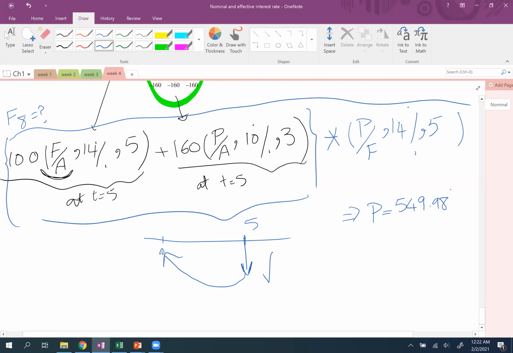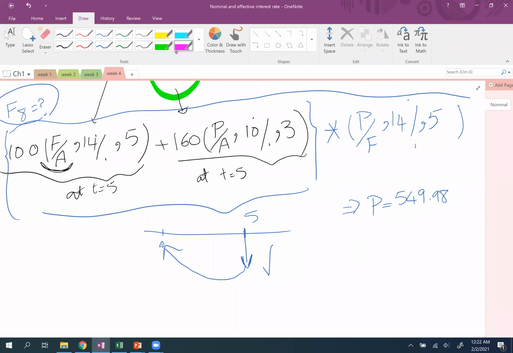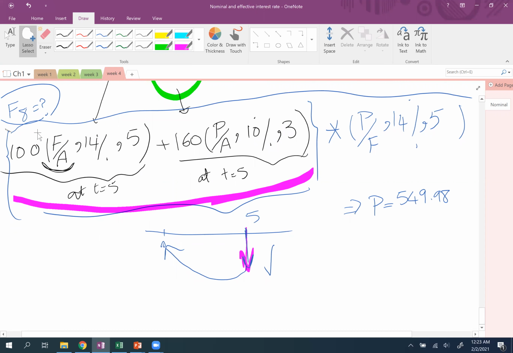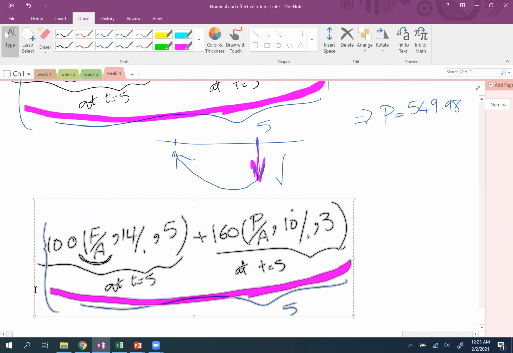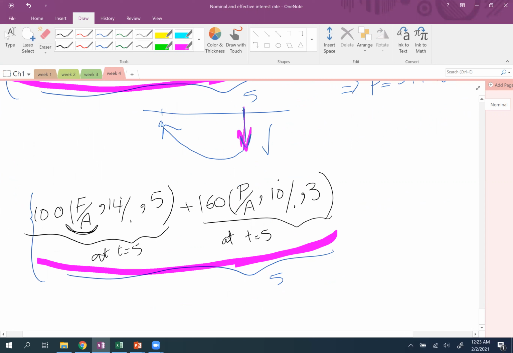549.98. If I want to find, for example, F at time equal to 8, do you agree that this, again, pink part is what you have over here? If I want to shift this forward, all I need to do, let me just see if I can select this piece so I don't need to write it again. Control C. So I have a single cash flow at time equal to 5, okay? If I want to shift it forward, do you agree that I want to find F for the given P?